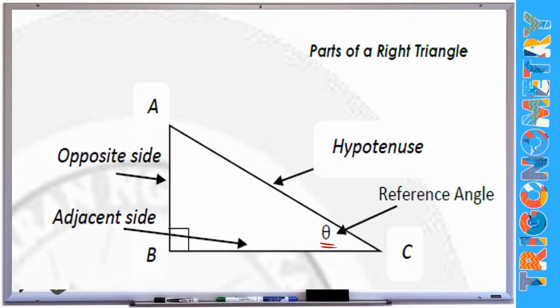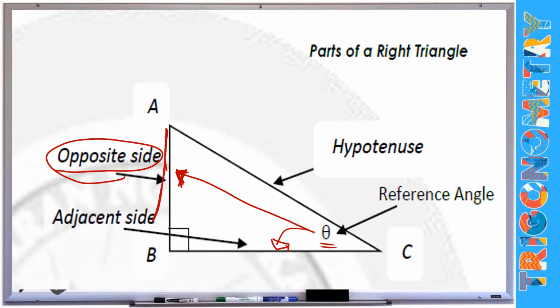We have two other parts of the triangle, which are your opposite and adjacent. The opposite side is the side opposite your reference angle, yung katapat ng ating reference angle. And your adjacent side is yung katabi, the side beside the reference angle. So this is your opposite side, and this is your adjacent side. And your longest side is always the hypotenuse.